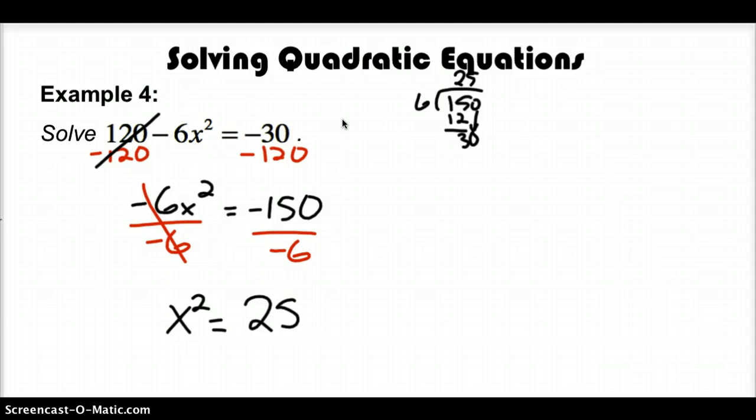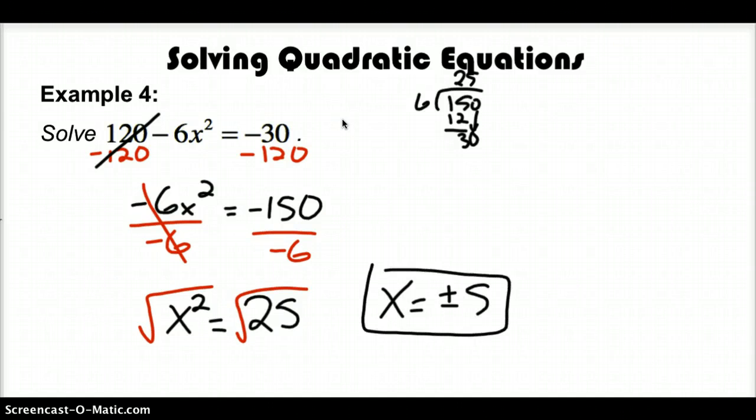At this point, I know that this is going to have two solutions because 25 is a positive number. So if I take the square root of both sides, I will get that x equals plus or minus 5. And obviously we can plug either positive 5 or negative 5 back into our equation to see that it is true.